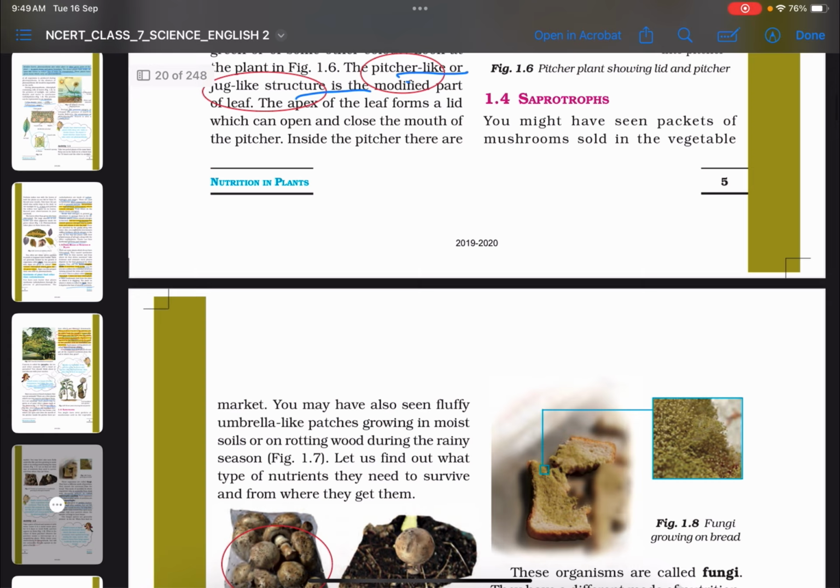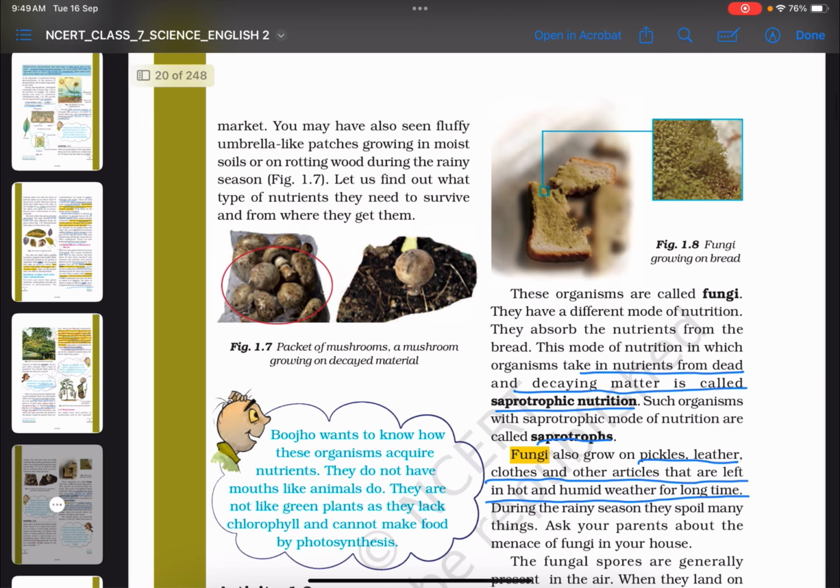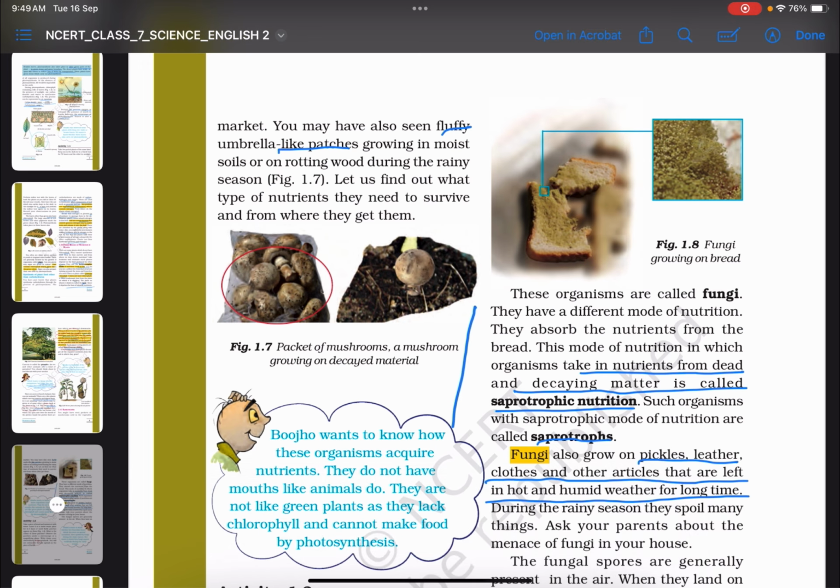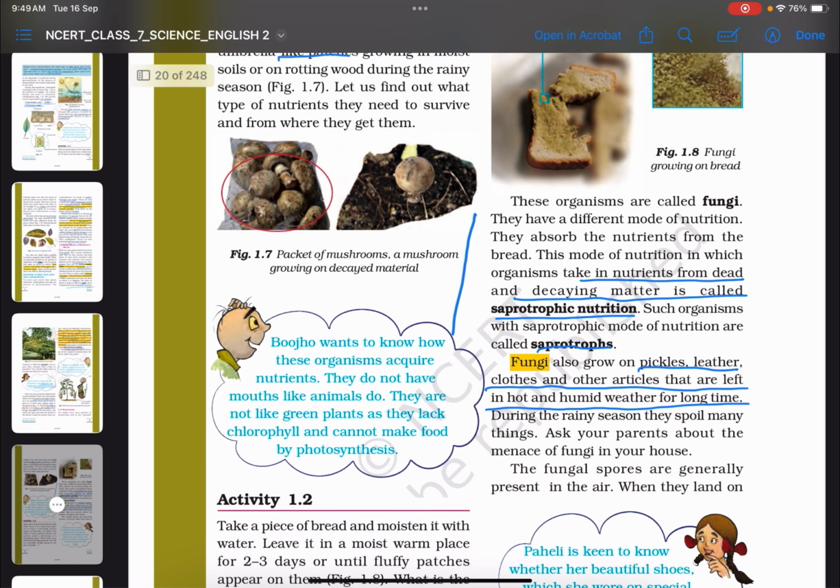1.4 Saprotrophs. You might have seen packets of mushrooms sold in the vegetable market. You may have also seen fluffy umbrella-like patches growing in moist soil or on rotting wood during the rainy season. Let us find out what type of nutrients they need to survive and from where they get them.